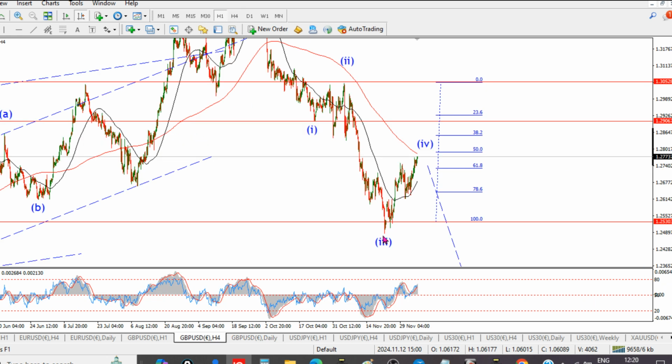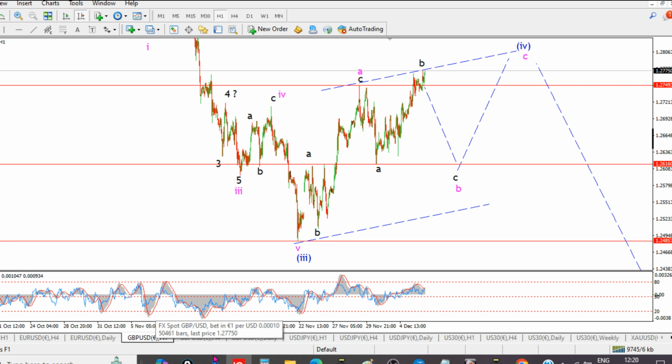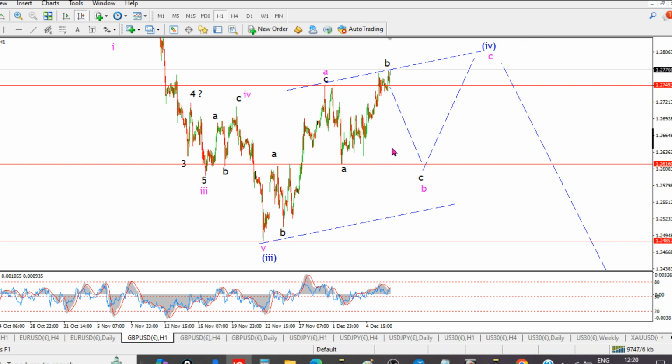You can see the short-term pattern here on the 4-hour count. We're tracking higher in wave 4 of C. We've got wave 1, 2, 3, and 4 done, and then we should head lower again in wave 5. On the hourly count, you can see this is the fourth wave broken out. It's pretty much the exact same pattern unfolding at the moment.